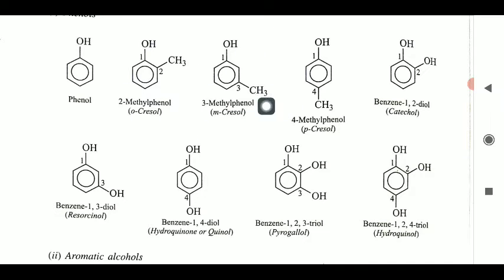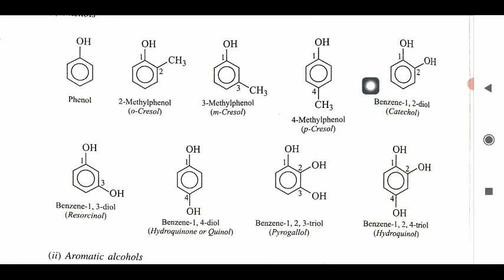This compound is 3-methyl phenol. Why 3-methyl? Because the first carbon is this one, second carbon is this one, this is the third carbon, and this third position in the benzene ring is known as meta position. This compound is known as metacresol, and metacresol is a common name of this compound. Next compound, this is first carbon, second, third, and fourth, and this is known as paracresol, or you can say 4-methyl phenol. And in this compound, this is OH and this OH, and this is known as catechol, or you can say benzene 1,2 diol.